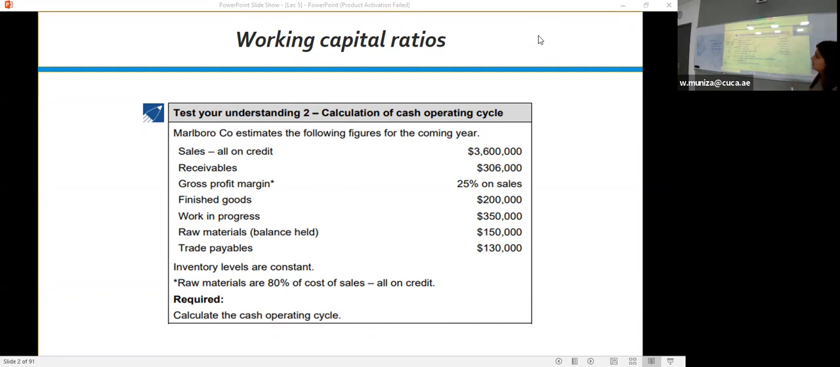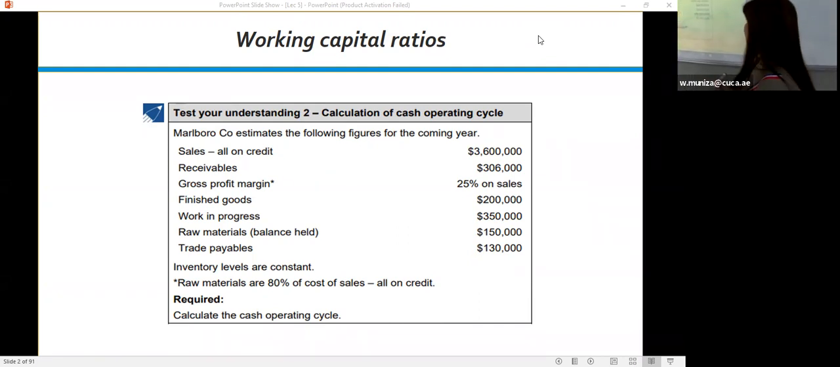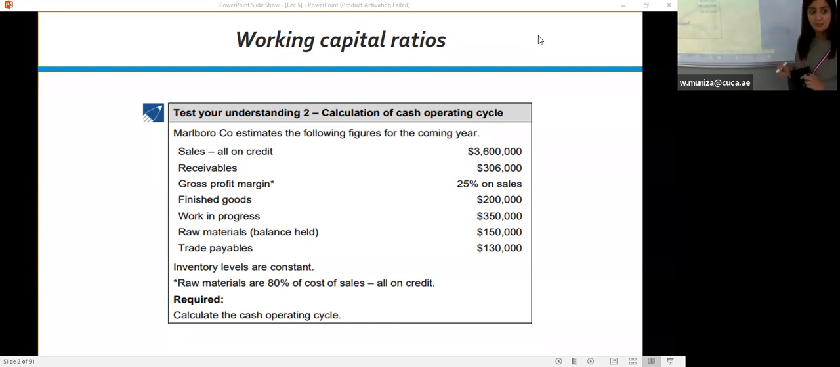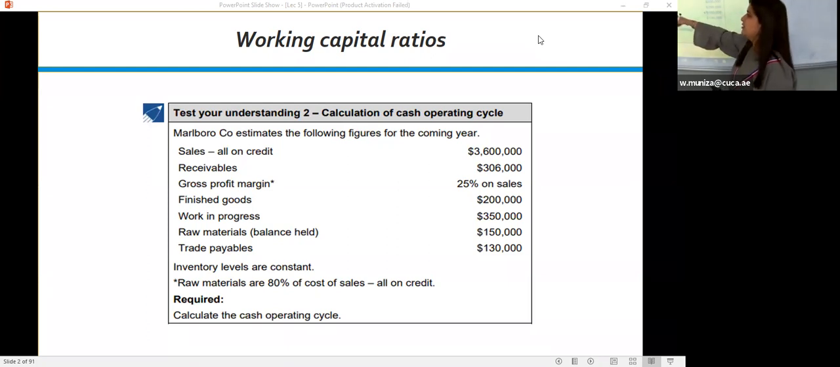And now we are simply going to calculate the holding period. So first, let's calculate the raw material holding period. Raw material holding period, Ashik, what is the formula? You must memorize the formulas now. Raw materials divided by... How much raw materials are there? Over there. That is the balance only.